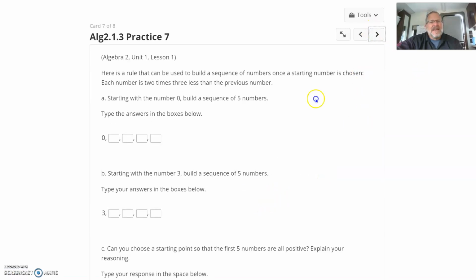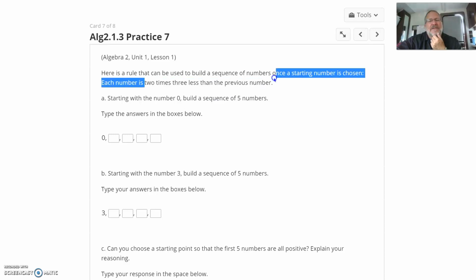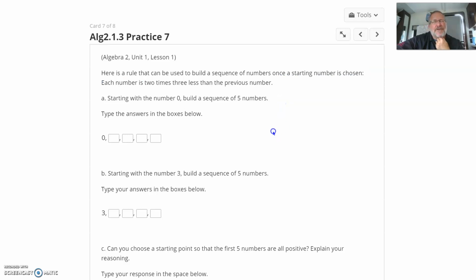Kind of cool. And then lastly, here's a rule that can be used to build a sequence of numbers, once starting at a number you choose. So you're going to try to follow some rules here. Starting with 0, build a sequence of 5 numbers. Here's the rule: each number is 2 times 3 less than the previous. That's 2x and then 3 less, minus 3. 2x minus 3.